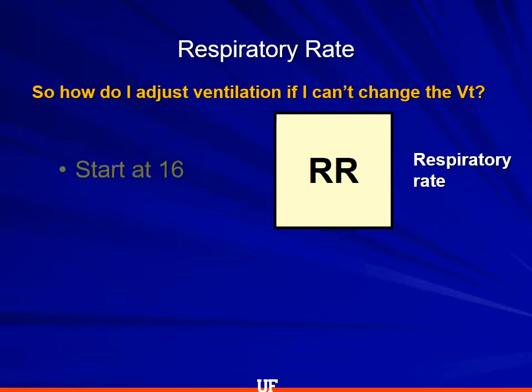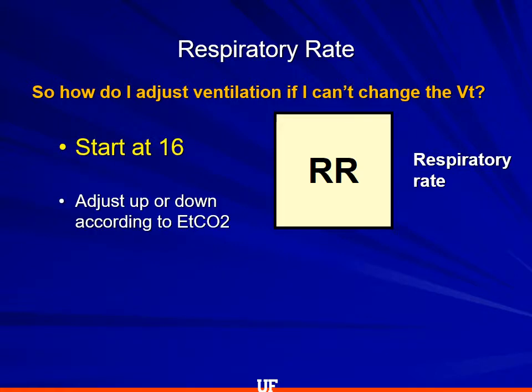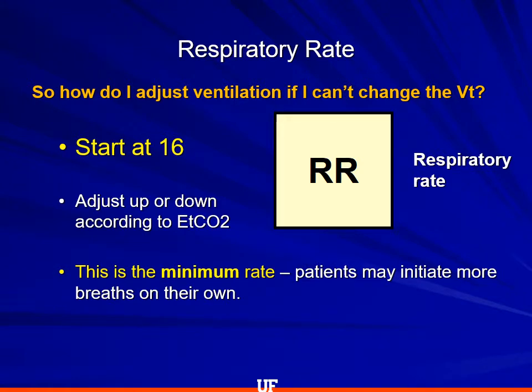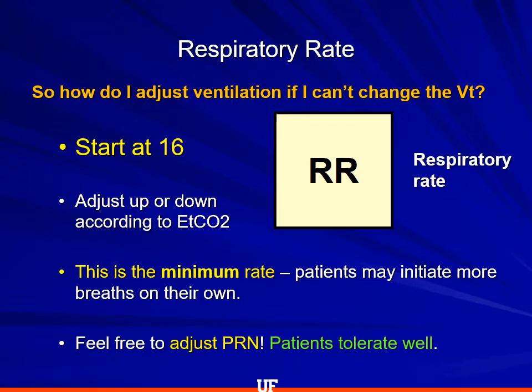So what you do is start at a number like 16, and turn that number up or down, trying to keep that end-tidal CO2 in that sweet spot between an end-tidal of 35 and 45. If their end-tidal is a little too high, turn it up a little. If their end-tidal is too low, turn it down a little. You should also remember that this is the minimum rate. So if you've set it to a rate of 16 and the patient wants to breathe 40 times a minute, they can do that. You're just telling the machine, this is the slowest that I want my patient to breathe on the vent. And the cool thing is, patients usually tolerate really big swings in respiratory rate with no trouble. So feel free to set it to keep that end-tidal in a good range.